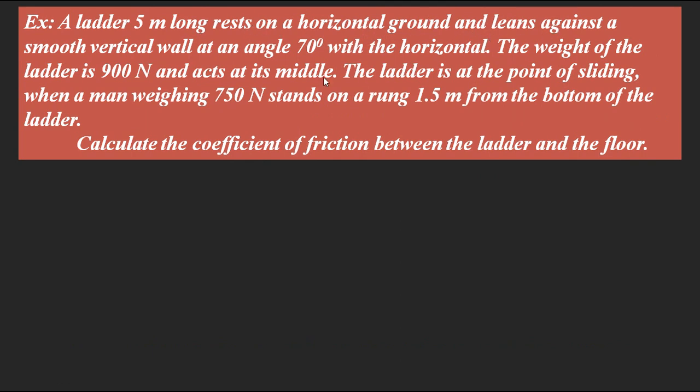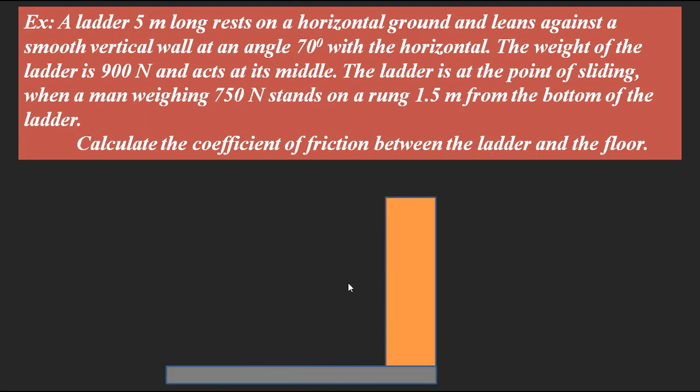So in this video the question is given like this: a ladder 5 meters long rests on horizontal ground and leans against a smooth vertical wall. So here I would like to take a floor and a wall. The ladder of 5 meters long is resting on a floor and it leans on a smooth vertical wall. He has again mentioned the wall is smooth, so there is no friction between the ladder and the wall, so the friction is zero here.